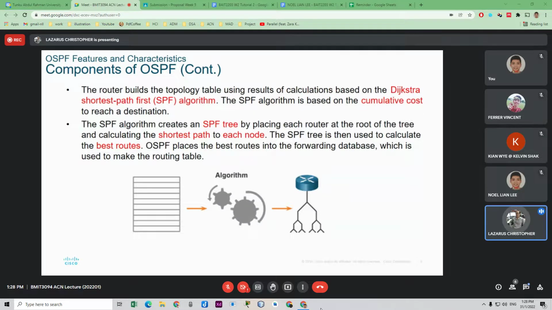Right. So, components of OSPF. The router builds the topology table using a calculation based on Dijkstra. Dijkstra is, for me, a genius in computer science. Fortunately, he already passed away.